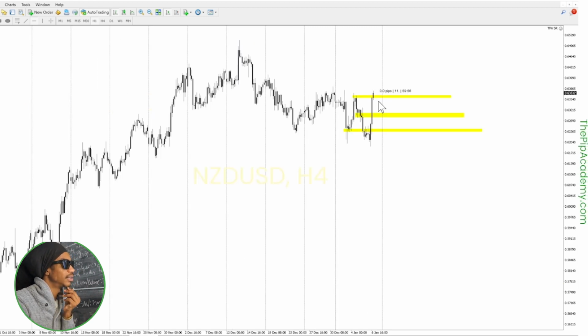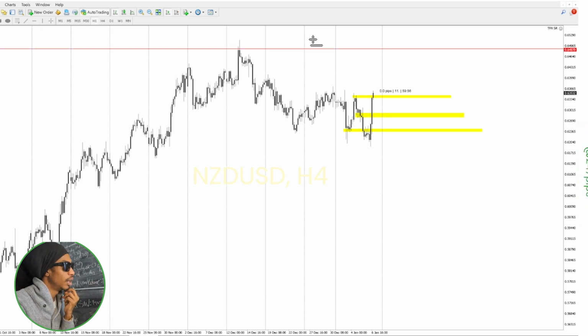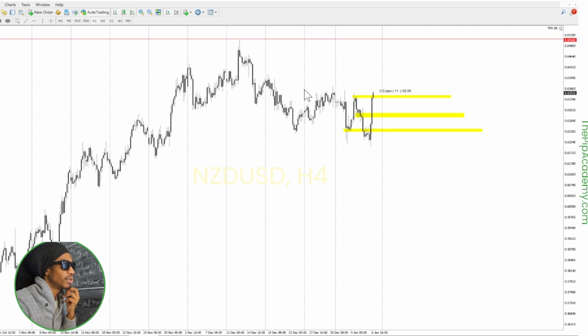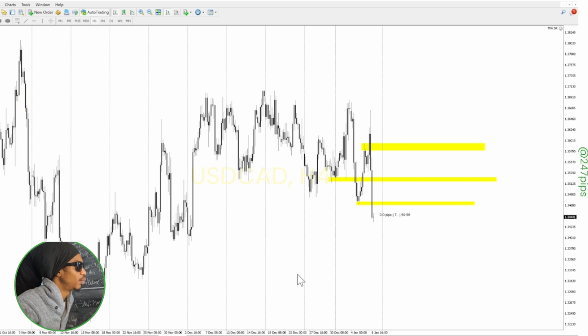NZD USD, same thing, back at old previous start-of-the-week highs. And we're still going to look for bullish opportunities on this, to at least probably come back to the previous highs of probably the month, 3 weeks ago. And to wrap up with this, we can see the momentum is starting to change.